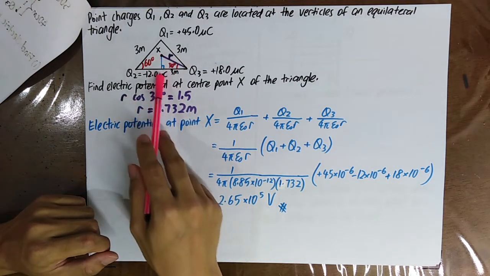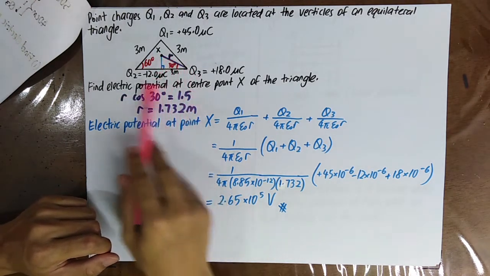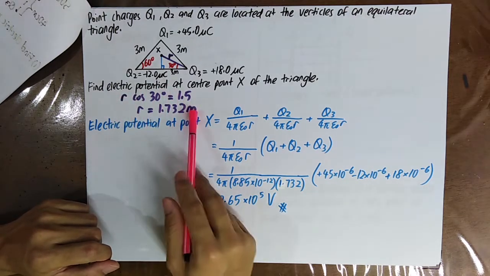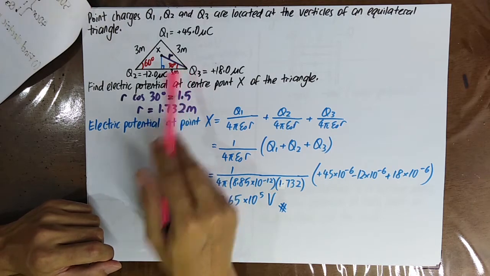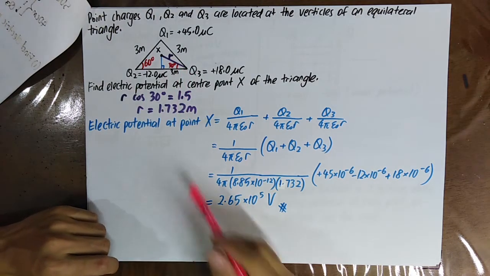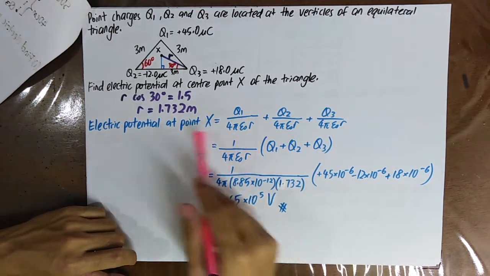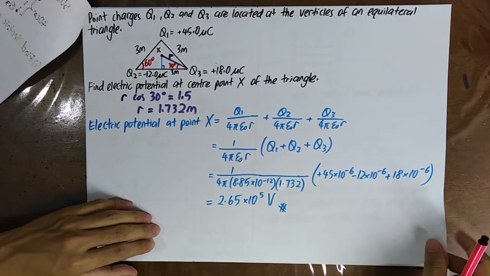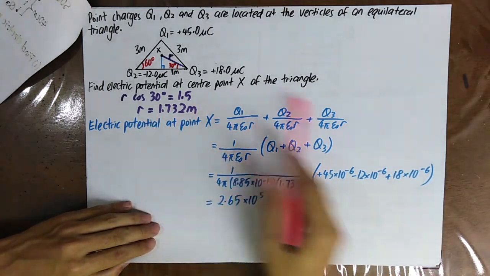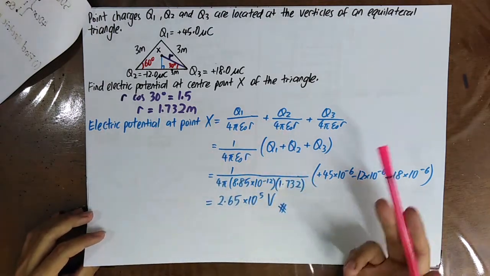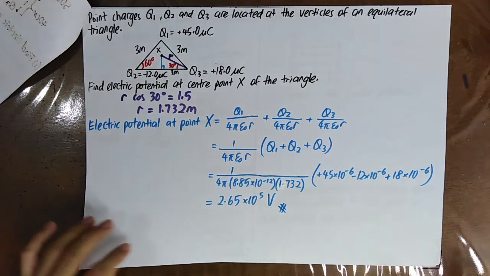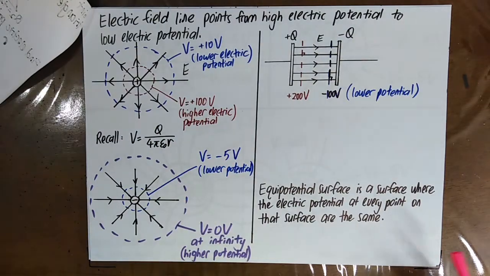Okay, you use a powerful trigonometry. You use a powerful geometry to solve for the distance between point X and the individual point charges. Then only can you do the superposition theorem of your potential to find the final potential. Okay, because electric potential is a scalar quantity, so you do not have any direction.